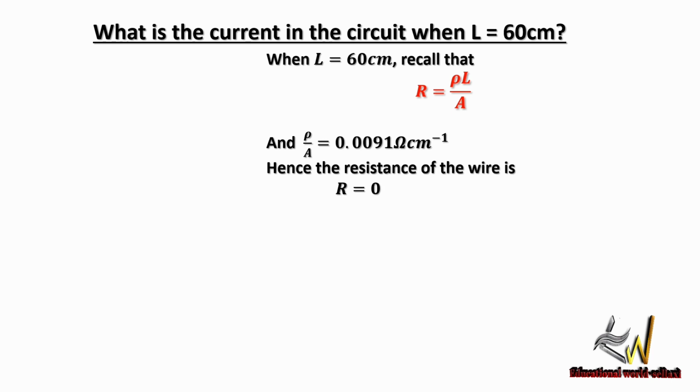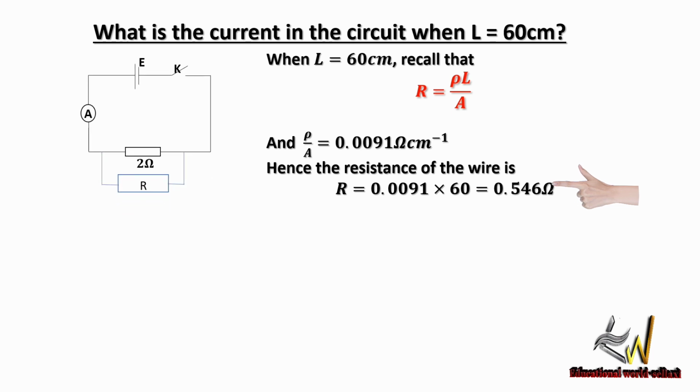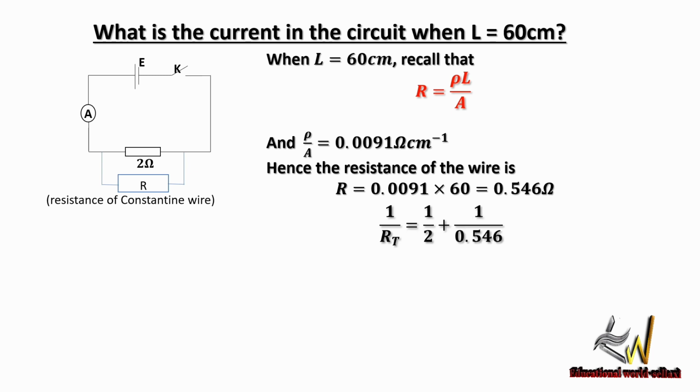So the resistance of the Constantan wire at length 60 cm will be 0.546 ohms. So we've gotten that. We'll still use this diagram as our guide. We have to find the total combined resistance for the parallel connection, which we have 1 over R total is equal to 1 over 2 ohms plus 1 over 0.546 ohms. So simplifying, we have that R total is equal to 0.492 ohms.